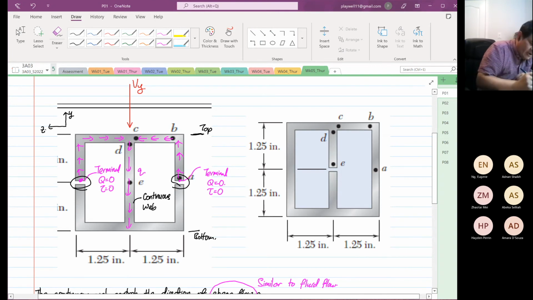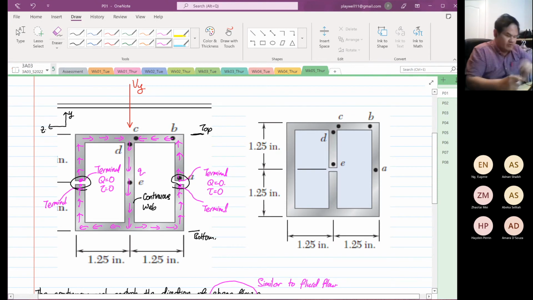Okay. And then if we look at the bottom of the structure below the centroid, we know the flow will go this way. So this is again another terminal. And then where it ends, this is again our terminal. So this is how you design your shear flow. Again, at the terminal, Q is equal to 0. The shear stress is equal to what? 0.